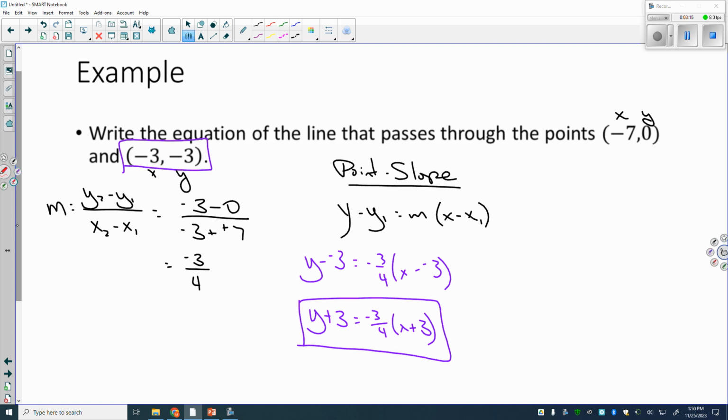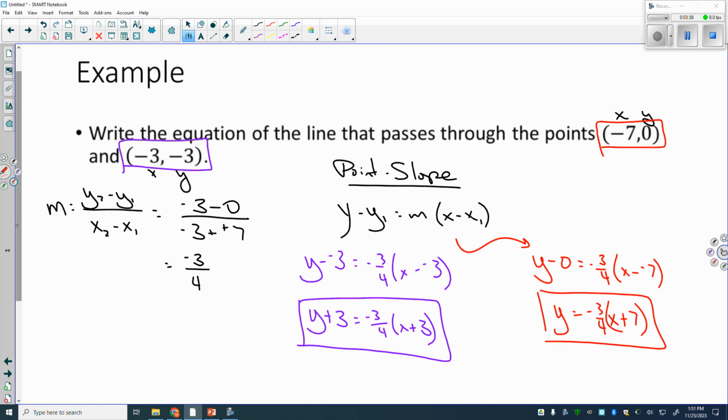If I were to use the other point, and I can, if it doesn't tell us which one to use, we get to pick whichever one we want to use. We clean it up a little bit. And I'm going to leave it just like that. I could distribute here, and in some cases I might go ahead and distribute just to make it a bit easier, but otherwise I leave it just like that. So point slope form.